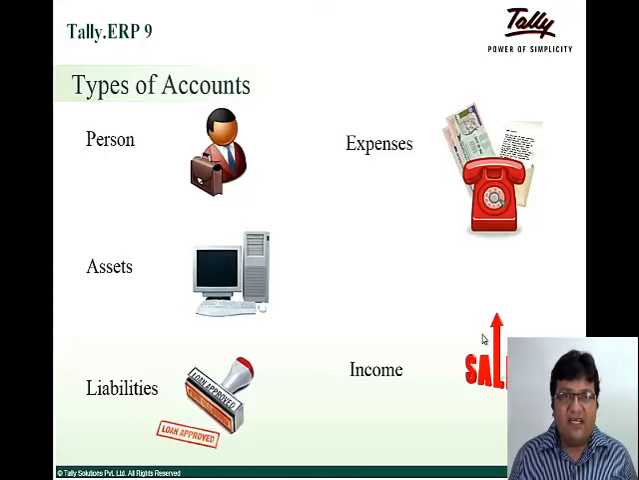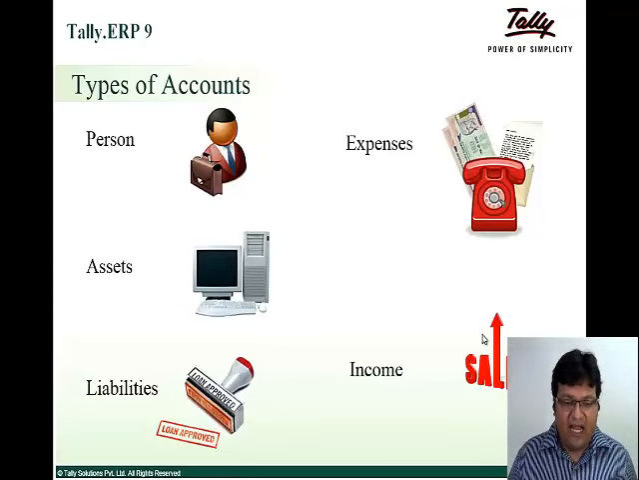Expenses. Any expenditure that I do in my day-to-day business for which I spend money, that is an expense. Incomes. Incomes could be in the form of sales. It could be in terms of any other revenue generating mechanism. Rent. I may give a piece of land to somebody on rent. That becomes an income for me. So there are 5 types of basic accounts: a person, an asset, a liability, an expense, or an income. Now these types of accounts can be classified into 3 types of accounts.